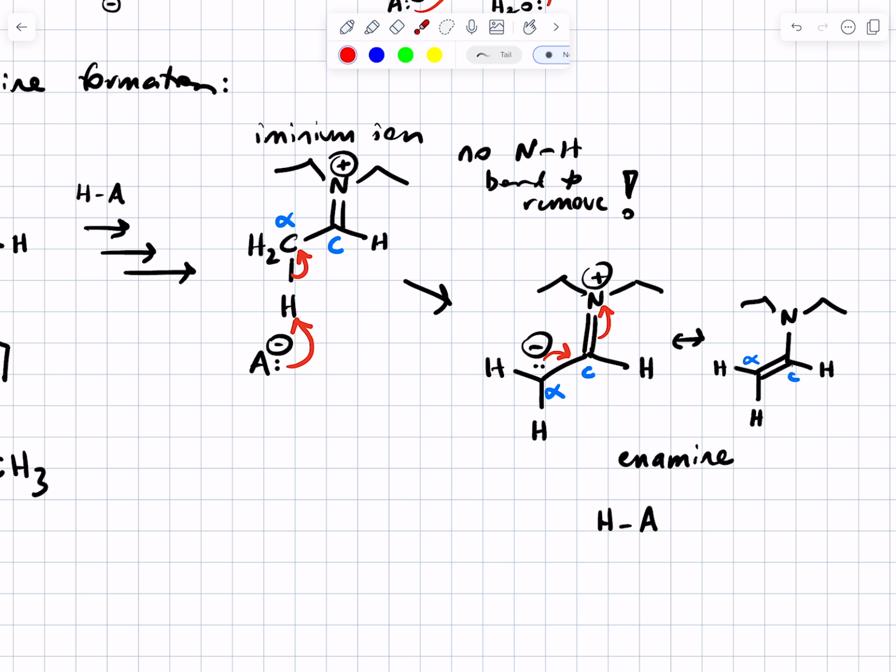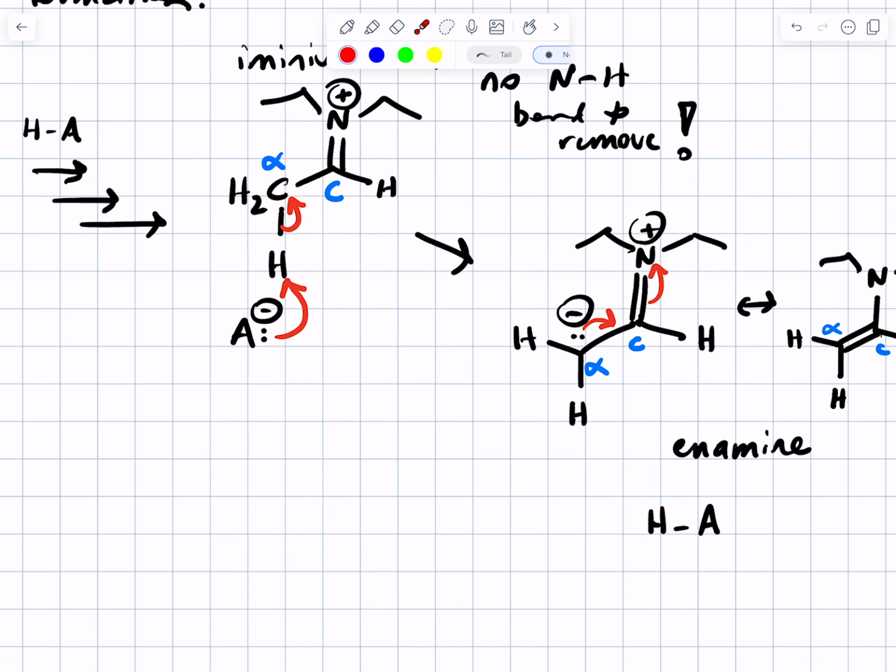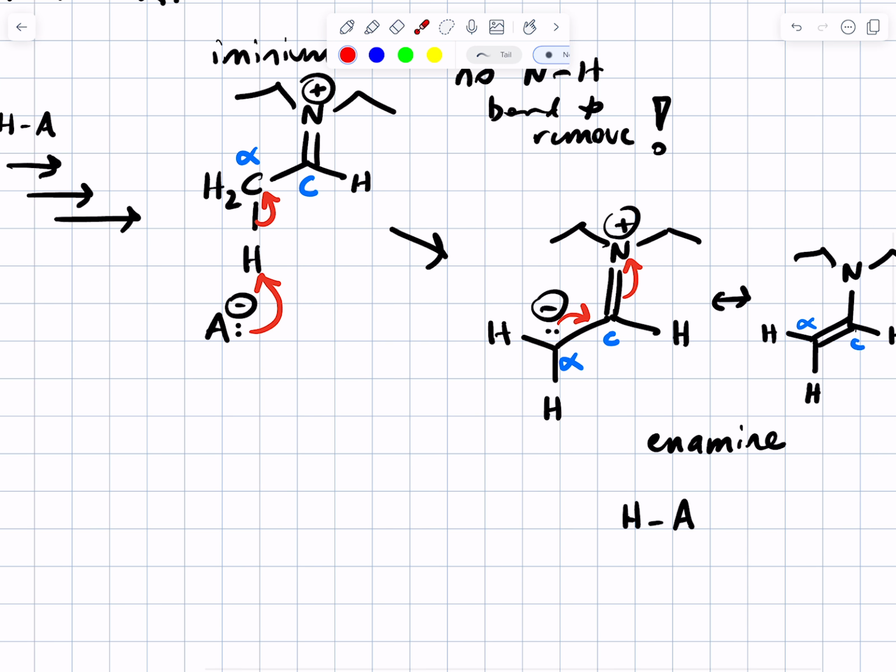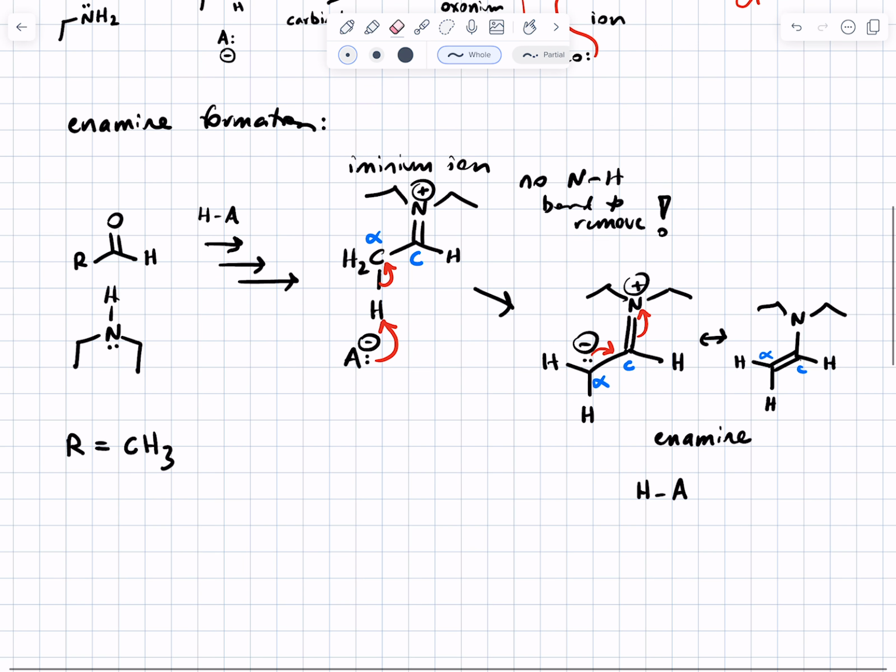Your text doesn't say a lot about enamines. You might expect them to be somewhat nucleophilic on the alpha carbon because of this resonance structure, and they are. And in fact, a few years ago, the Nobel Prize in Chemistry was awarded for reactions involving enamines as nucleophiles. So it's a pretty big deal, though it's beyond the scope of an introductory OChem class.